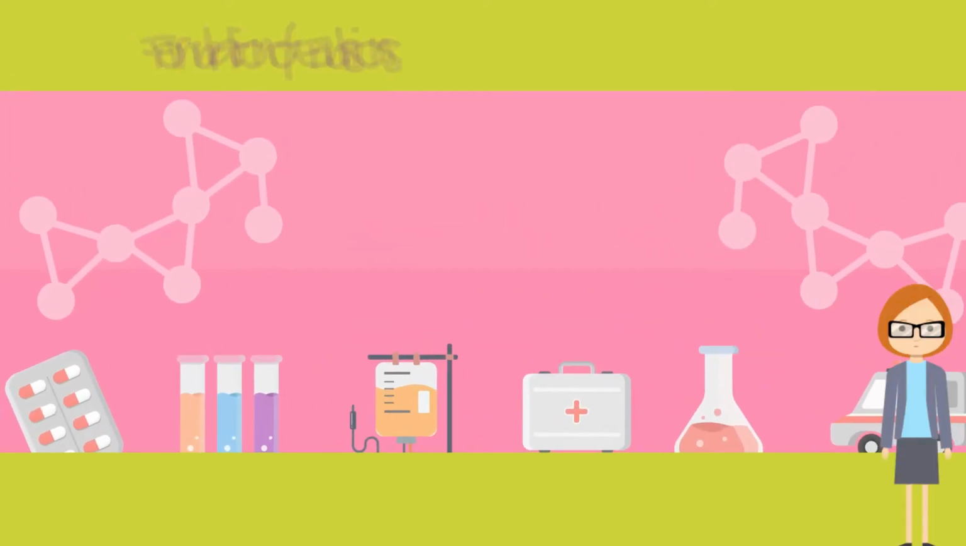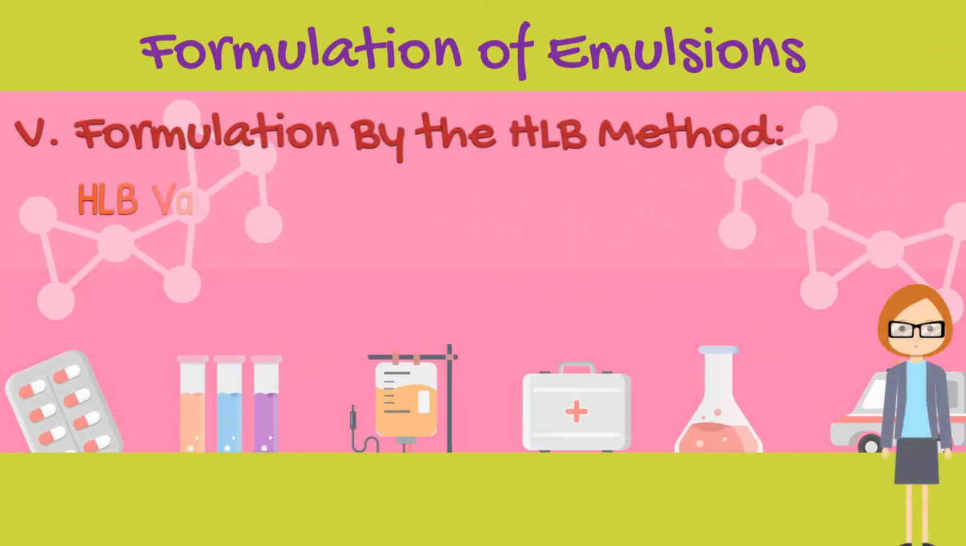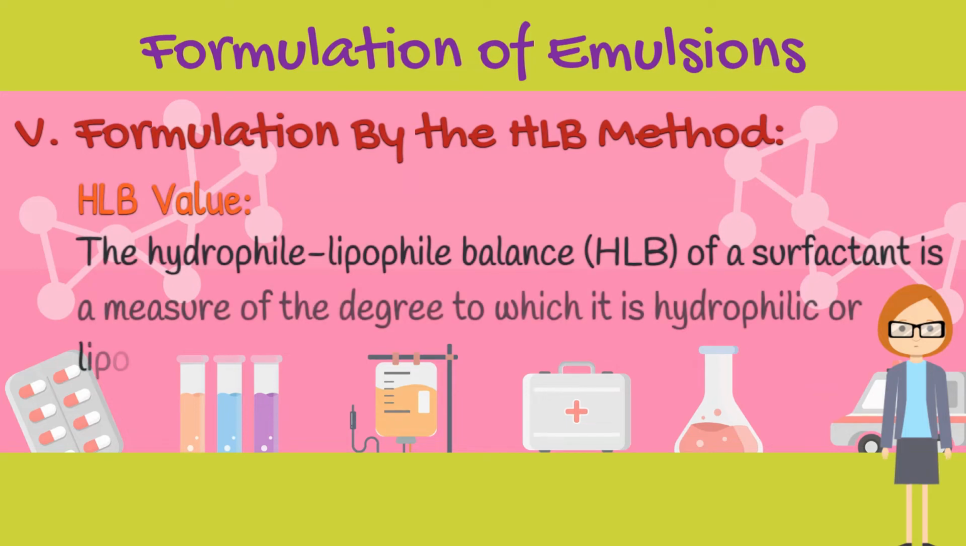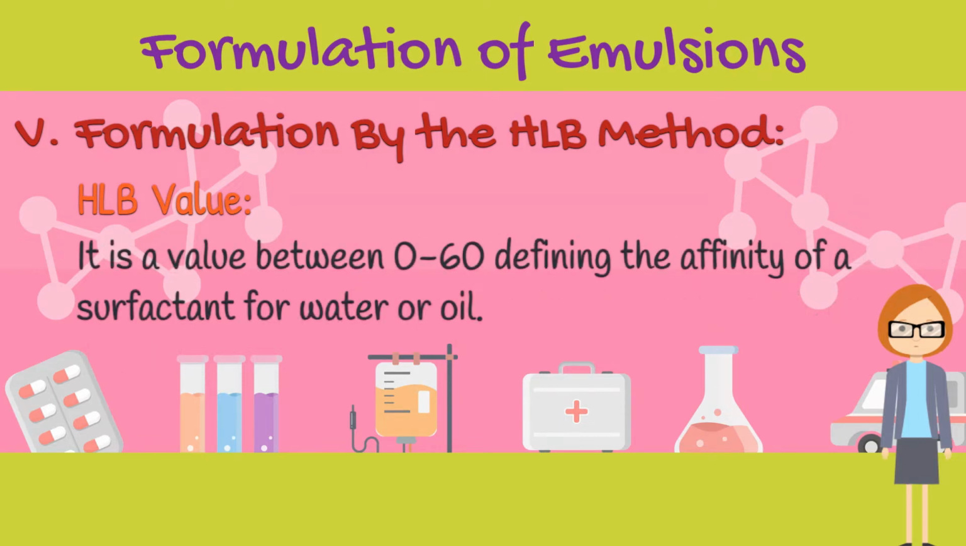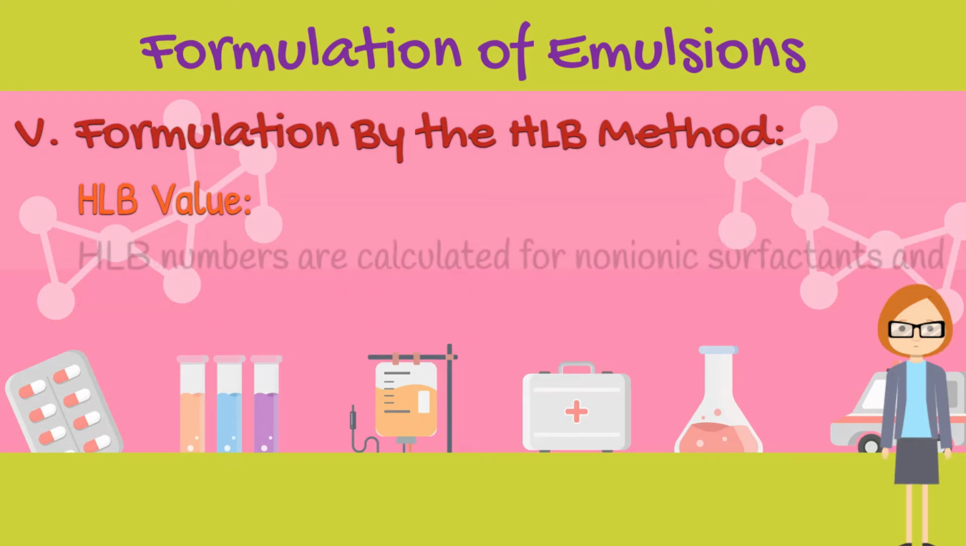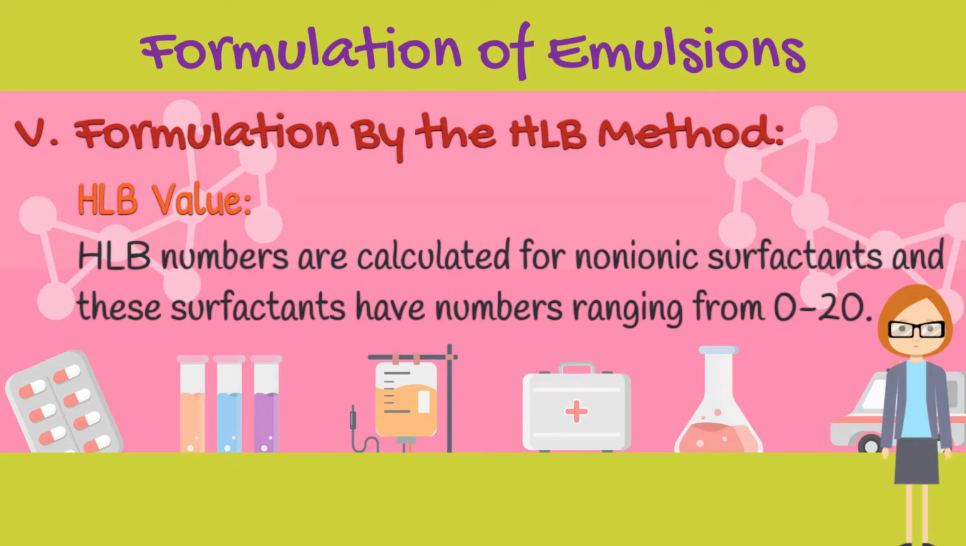Next is formulation by the HLB method. First, it is necessary to understand what the HLB value is. The hydrophile-lipophile balance, or HLB, of a surfactant is a measure of the degree to which it is hydrophilic or lipophilic. It is a value between 0 and 60 defining the affinity of a surfactant for water or oil. HLB numbers are calculated for non-ionic surfactants, and these surfactants have numbers ranging from 0 to 20.